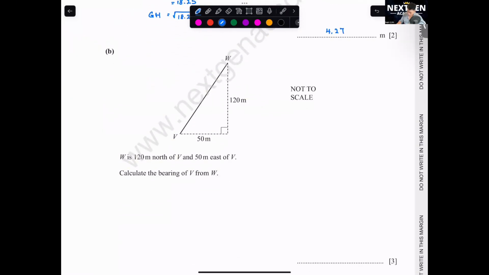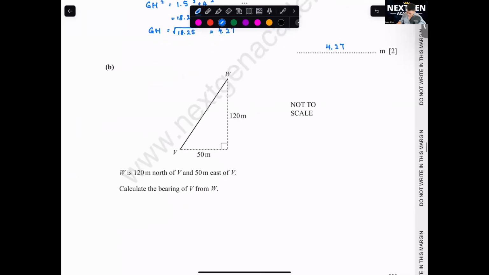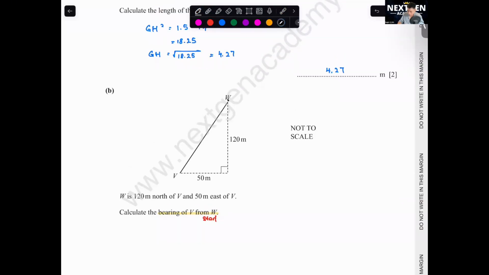In question B, W is 120 meters north of V and 50 meters east of V. Calculate the bearing of V from W. Remember, for bearing, you always have to be careful with the statement. Often I see students read it as V to W, but it is V from W. That means W is your starting point. At the starting point, you draw the north direction. Then the bearing will be here. This is your bearing.